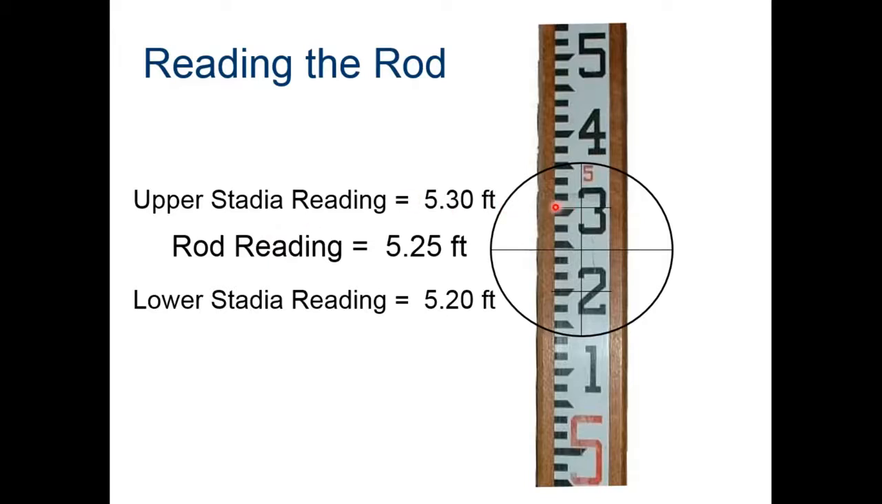The upper part, hopefully this is showing up on the video, where that little red dot is. The upper mark of each hatch mark is even, and the underside is odd. So right here would be 5.29, and right here that's how we get 5.30, and then this would be 1, 2, 3, 4. The rod reading is 5.25. Again, we know it's 5 because of this red 5, and we can count up from 5.20: 1, 2, 3, 4, 5. And then the same thing goes for 5.20 for the lower stadia.